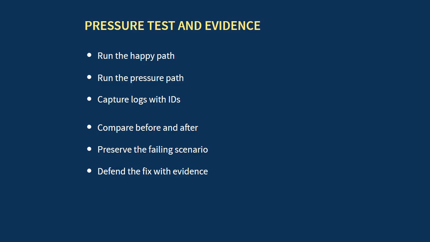To finish, treat async design like something you have to prove. What should the $44 claim? Run the happy path, run the pressure path, capture logs with IDs, preserve the failing scenario, and defend the fix with evidence.